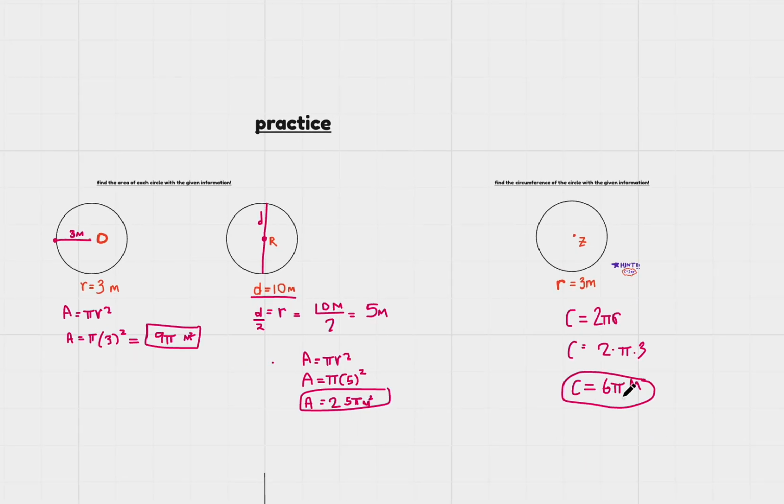So that's really just it. These are just some very basic circle area and circumference problems that you can try.